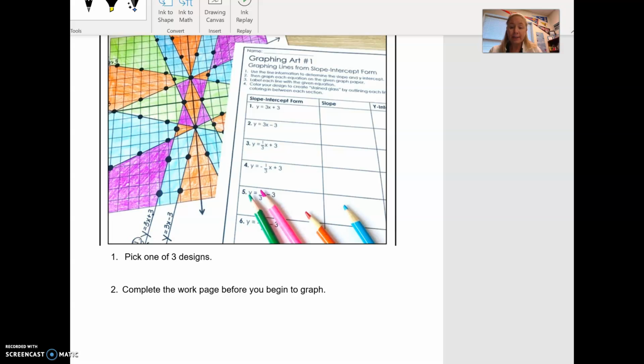It is your choice. Once you have completed picking out the design, the next thing to do is to complete the work page. Each graphing art design comes with a different work page. You will complete the page, and then from there you'll be ready to graph.